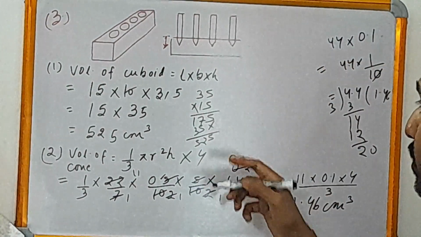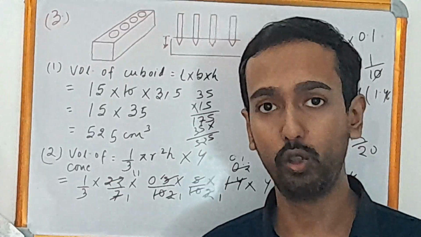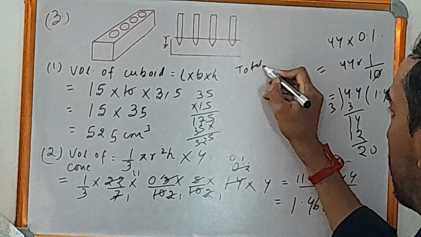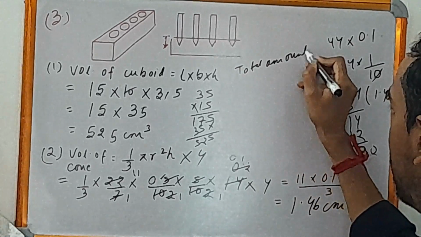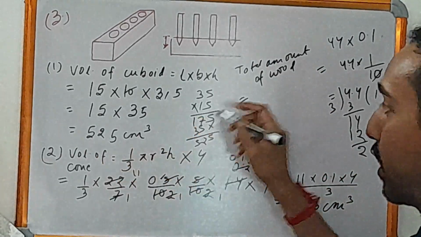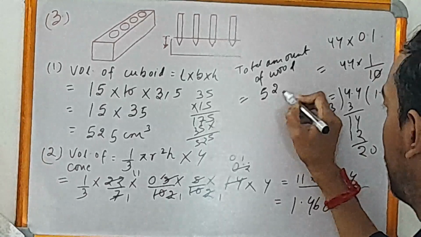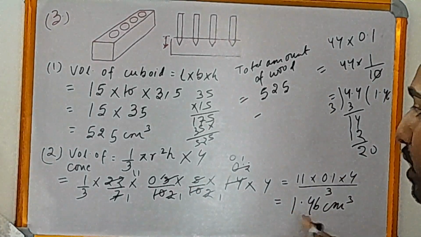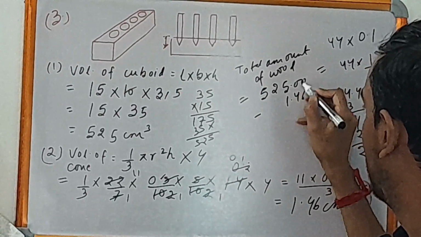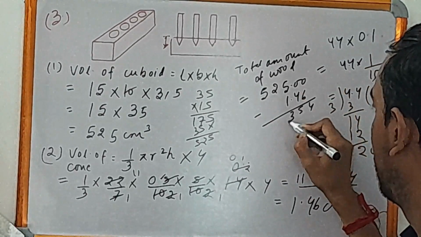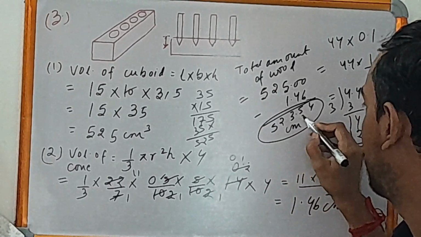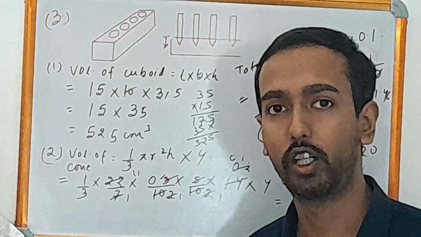So we see that if we want to find out the total amount of wood that has been used in this pen stand, we have to subtract these two values. So the total amount of wood will be given by this 525 centimeter cube, which was the volume of the cuboid, minus the volume of 1.46, which is the volume of the 4 conical depressions. So our answer comes out to be 523.54 centimeter cube. So let's move on to the next question.